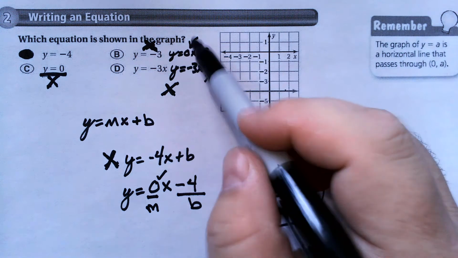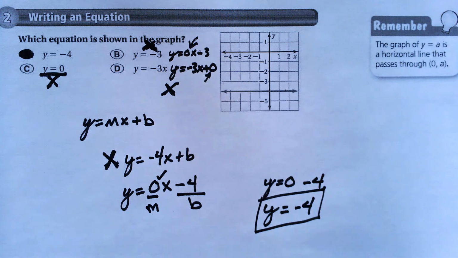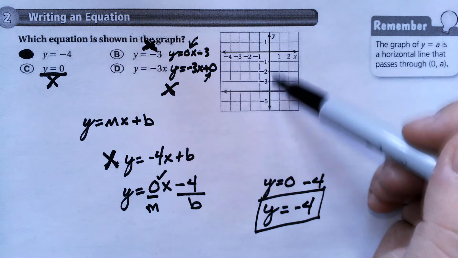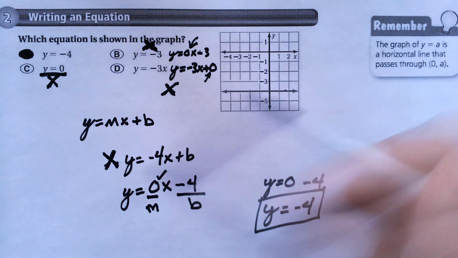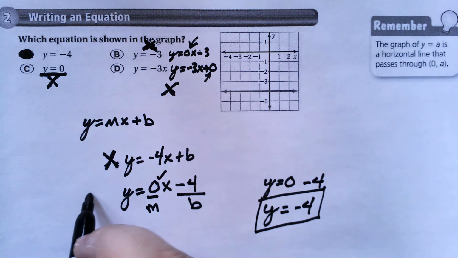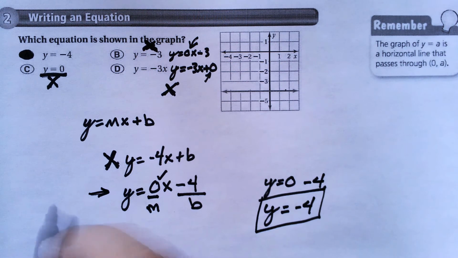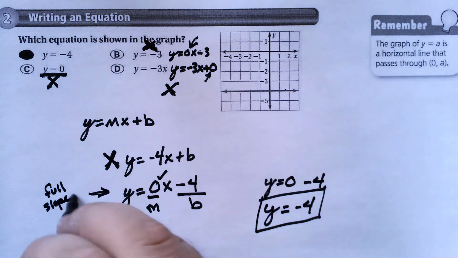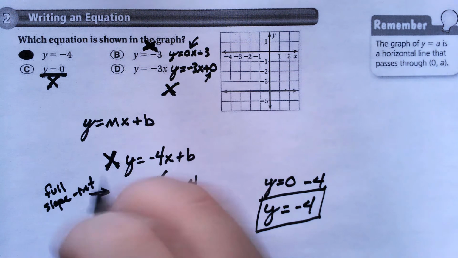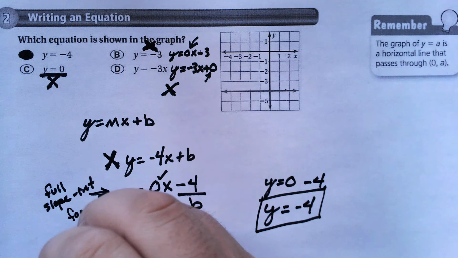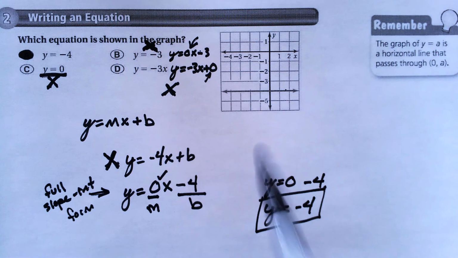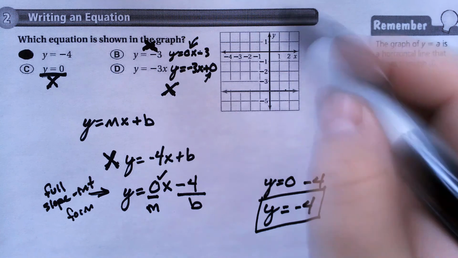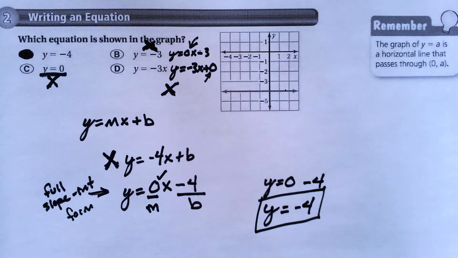So we figured out how to do this through process of elimination, or we figured out how to solve it by writing what the equation is in its full slope-intercept form. And when we did that, we were able to solve and simplify and figure out that our actual equation is y equals -4, which was option A, so we got it.